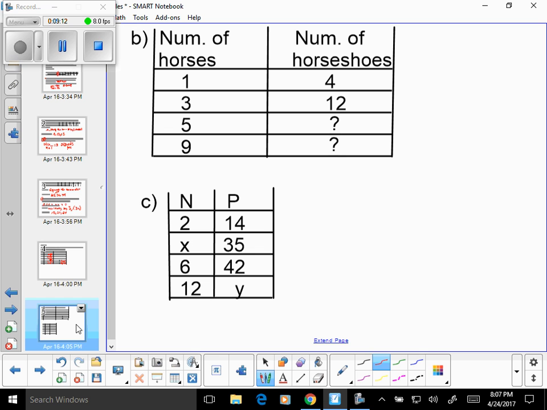Now, let's see if you can get example B. Hit pause and you do it. Okay, this one's not too bad. Bet you got it, right? You're multiplying by 4. So your values are going to be 20 and 36. Let's see if you can get C. So hit pause and do example C.